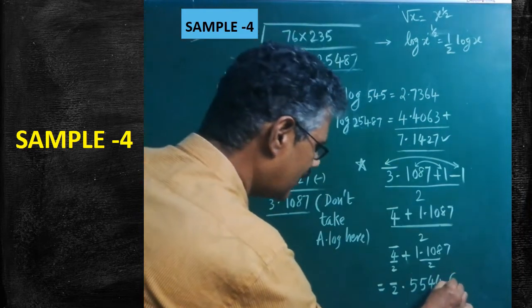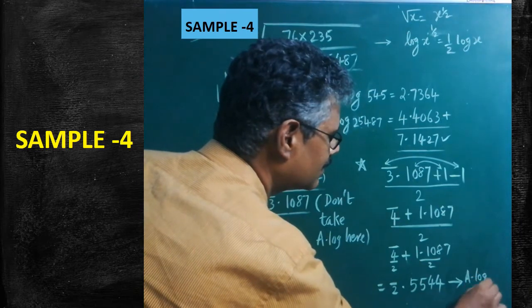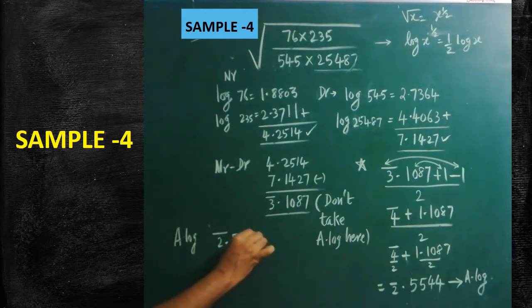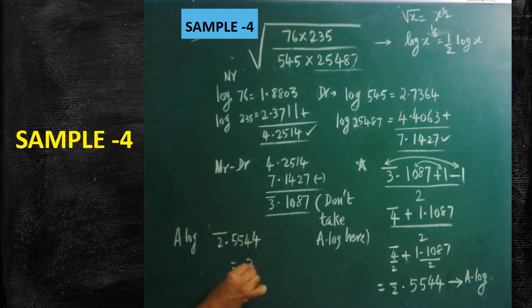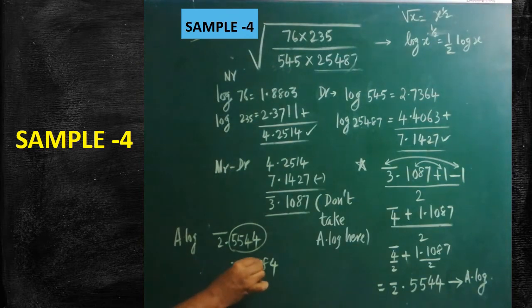Now you have to take the anti-log. For this number you have to take anti-log. Very important now. After taking anti-log, I will write the anti-log value here. Bar 2 point anti-log of 2.5544 is, the value is 3584. The anti-log to be seen only for this number. Are you clear? Don't include this one. Anti-log must be seen only for this number 5544. After finding out, you will get the answer like this.